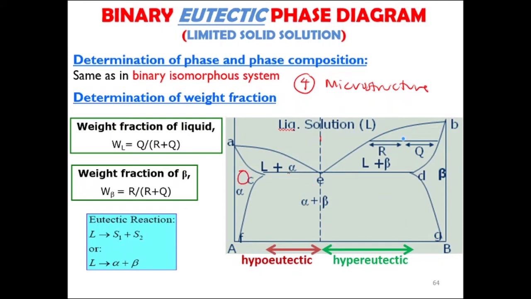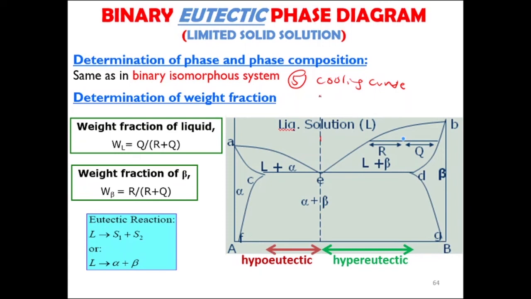Microstructure over here and microstructure over here is the same as microstructure for solid phase of binary isomorphous phase diagram. Please watch my video on binary isomorphous phase diagram to find the microstructure of solid here and also over here. And lastly, the fifth step is cooling curve.